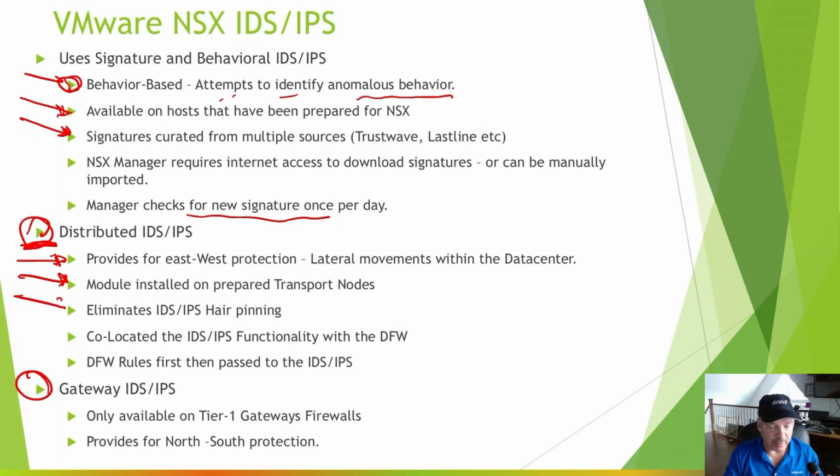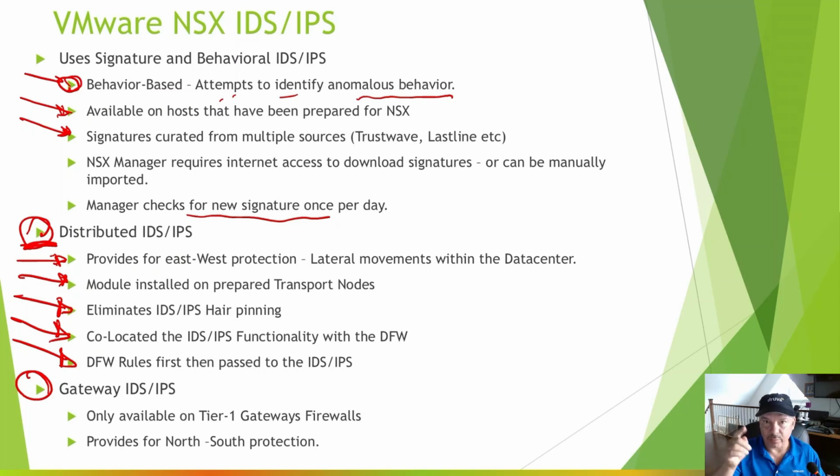The advantage here is that it eliminates IDS IPS hairpinning. I've got a slide explaining that. It says it co-locates the IPS IDS functionality with the distributed firewall. I said, yeah, it's built in. It's part of the distributed firewall, right? Distributed firewall rules get processed first, then IDS IPS. So again, if you're saying block port 80, they're not going to send that stuff over to IDS. It just blocks it, right?